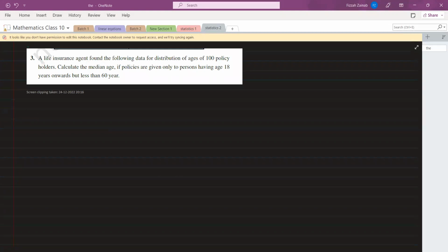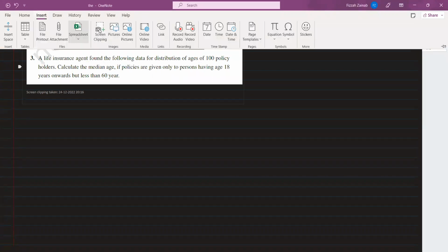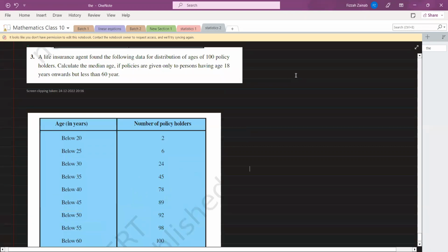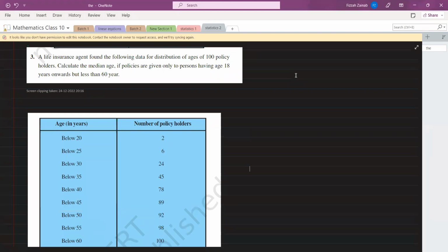See, here the classes are not given. You have to form the classes first of all in this question. So let me just tell you how to do it. Here the classes are given like this, below 20, below 25. So the interval is not given, right? So how will you write it?